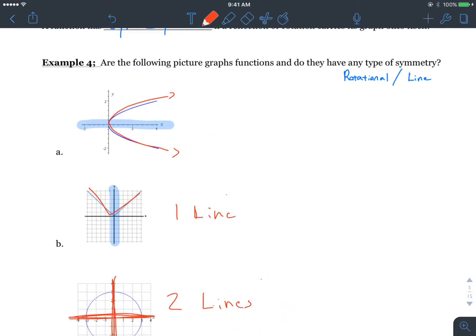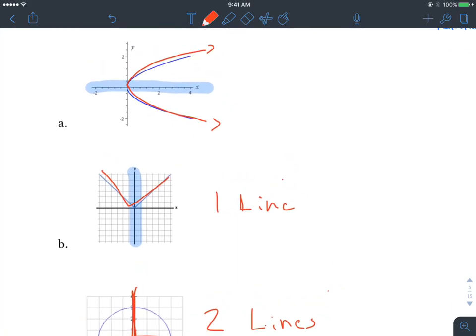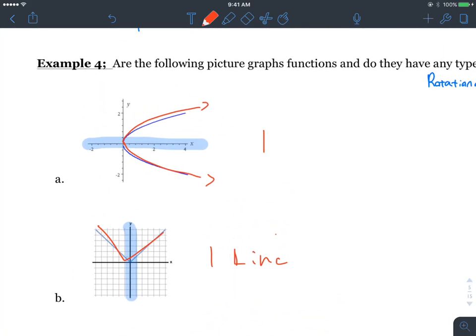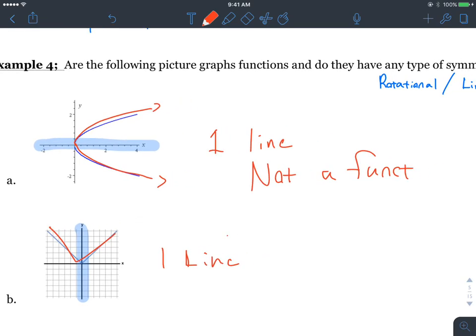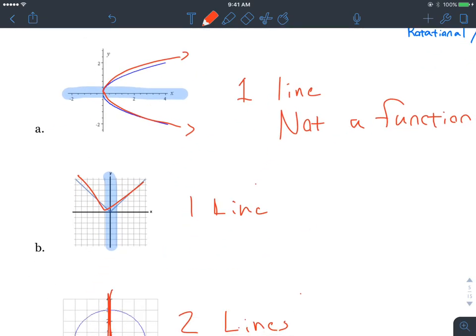What are the instructions? The following pictures are graphs of functions, do they have any type of symmetry? Okay, yeah, so I've been doing that. One line. Going back to functions or not, we can use that thing called the vertical line test. I think that was in the last video. So you have a vertical line right there that crosses two times, so this one's not a function. Absolute value graph right here, there's no vertical line that crosses twice, so this one is a function.